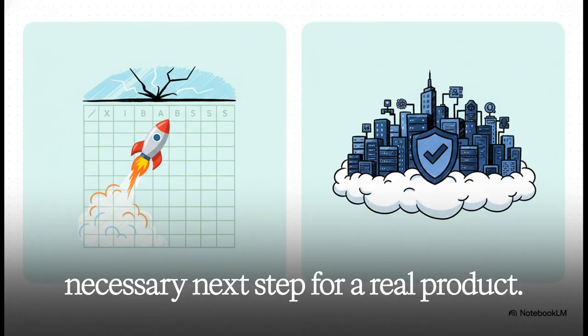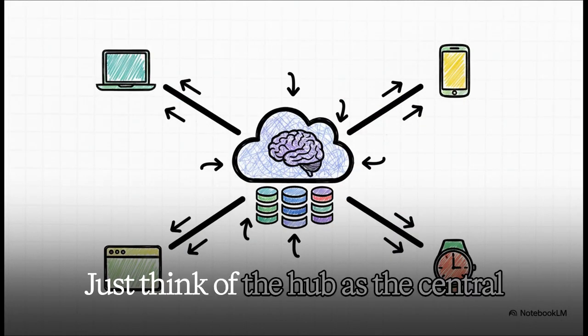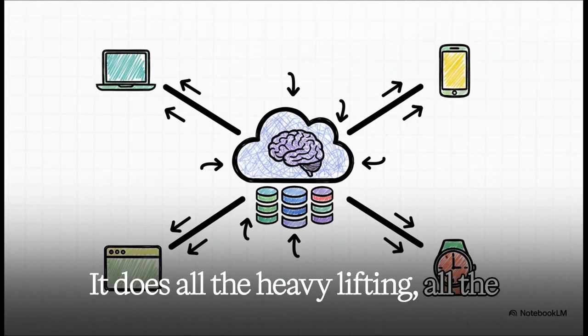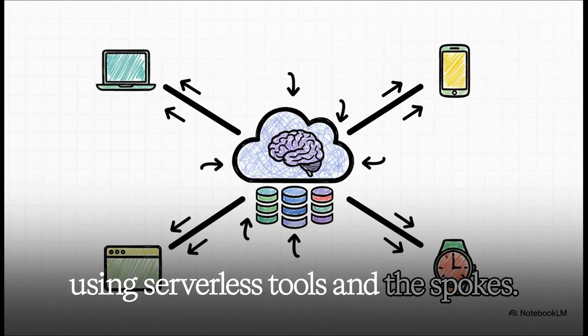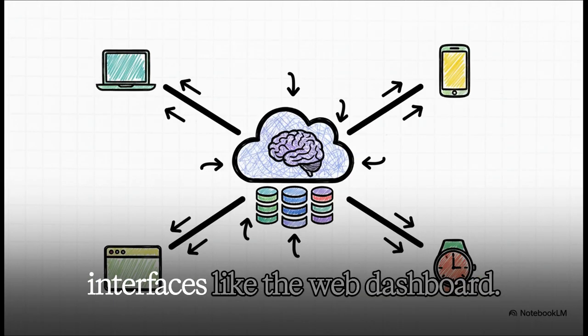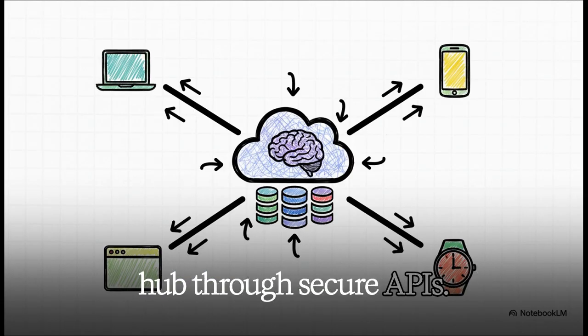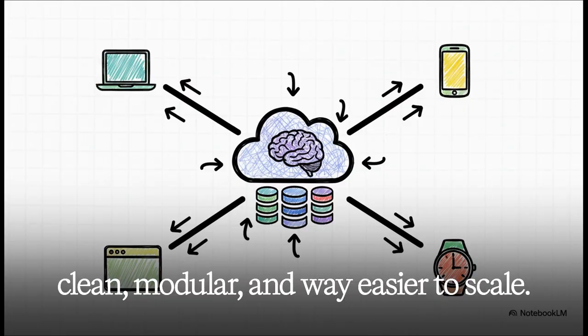So to make that leap, they adopted what's called a hub-and-spoke model. Just think of the hub as the central brain, and it lives on Google Cloud. It does all the heavy lifting, all the data processing, AI calls, security, using serverless tools. And the spokes, those are the different user interfaces, like the web dashboard. They're kept totally separate, and they just talk to the central hub through secure APIs. It makes the whole system really clean, modular, and way easier to scale.